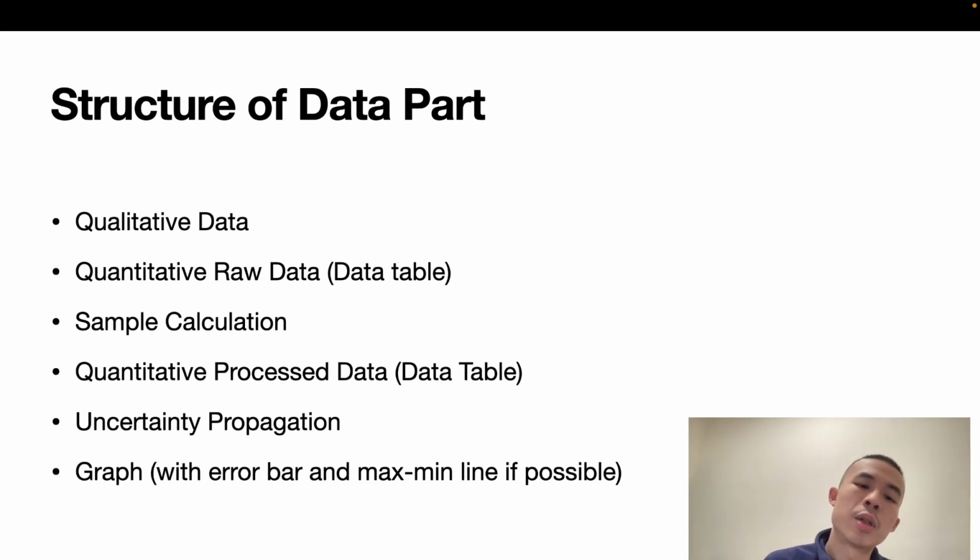Once you've done the processed data and also the uncertainty propagation, what's next is the graph. In the graph, it would be best that you show the best fit line, whether it's a straight line or a curve, also with error bars and a maximum line and minimum line if this is possible.